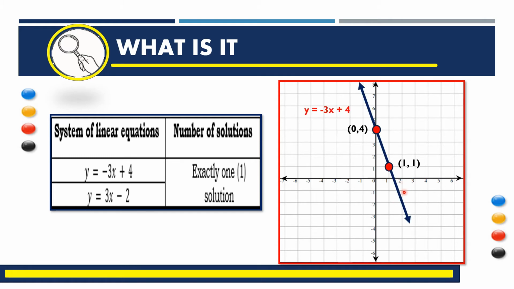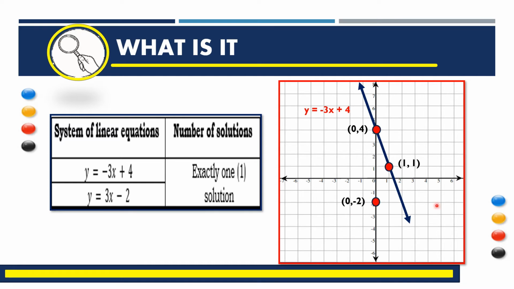So the first graph, of the equation y is equal to negative 3x plus 4, is here. Now let's graph y is equal to 3x minus 2. So the slope is positive 3. And the y-intercept is, what is it? Yes, it's negative 2.